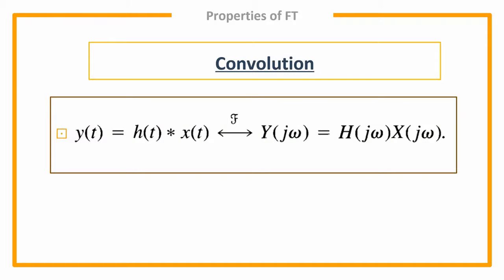This property of Fourier transform is quite interesting because the output y of t we get from LTI system is given by the convolution x of t convolved with h of t. And this convolution has a Fourier transform y of j omega equals h of j omega times x of j omega, where h of j omega is the Fourier transform of the impulse response and x of j omega is the Fourier transform of the input signal x of t.